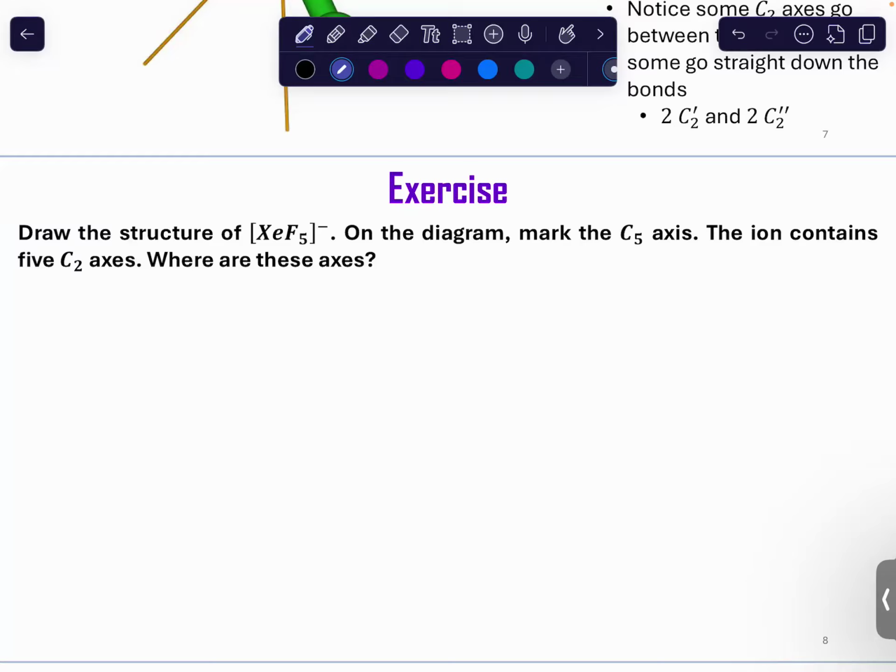Now, let's see. All right. So you have your xenon in the center. Now you're going to have 2 lone pairs. You remember with VSEPR, the lone pairs want to be there. You consider them first, and they need to be as far away from each other as possible. So like top and bottom. Yeah.